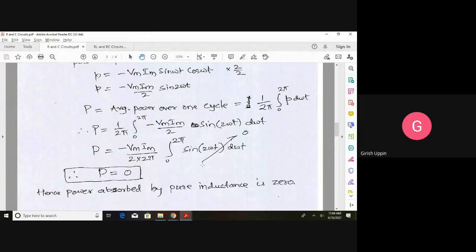And what is the power consumed in the pure resistance? We did that derivation in the previous class. That is, P is equal to Vm Im divided by 2, or P is equal to V into I, where V is the RMS value of the voltage and I is the RMS value of the current.